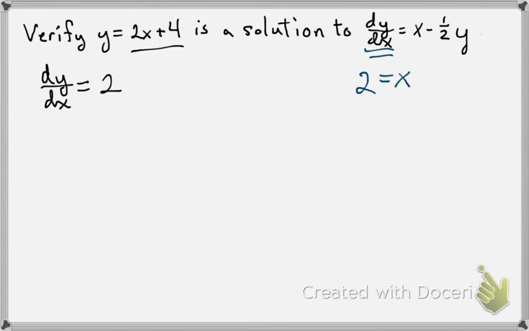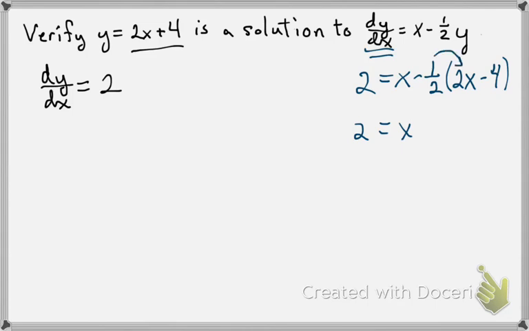The x remains x. And for y, we will substitute what we had for our equation, which is 2x plus 4. And then we simplify. 2 equals x.